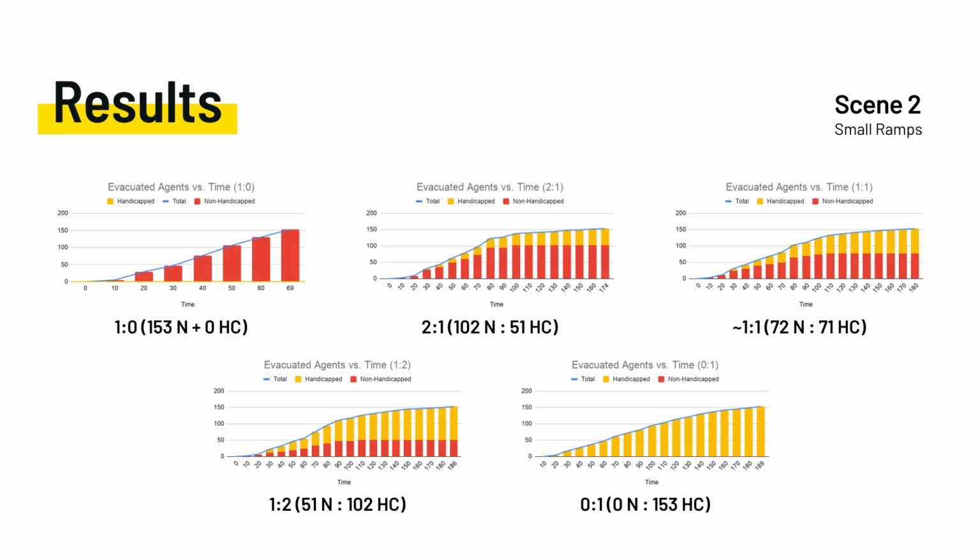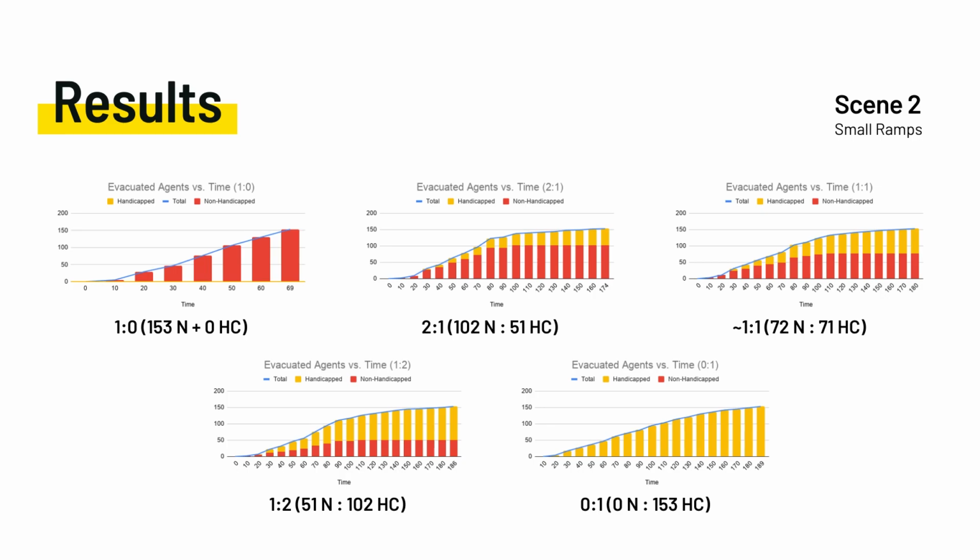From 2 ratio to 1, we had a greater number of mixed agents that were handicapped and non-handicapped. In about 174 seconds, we had a total of 150 agents evacuated. And as you see, the data grows more and more. It shows the number of agents that are non-handicapped and handicapped, such as wheelchair and blind agents. And then 1 ratio to 1, the number still continues. It's a mix of non-handicapped and handicapped agents. It took about 180 seconds total to evacuate everybody.